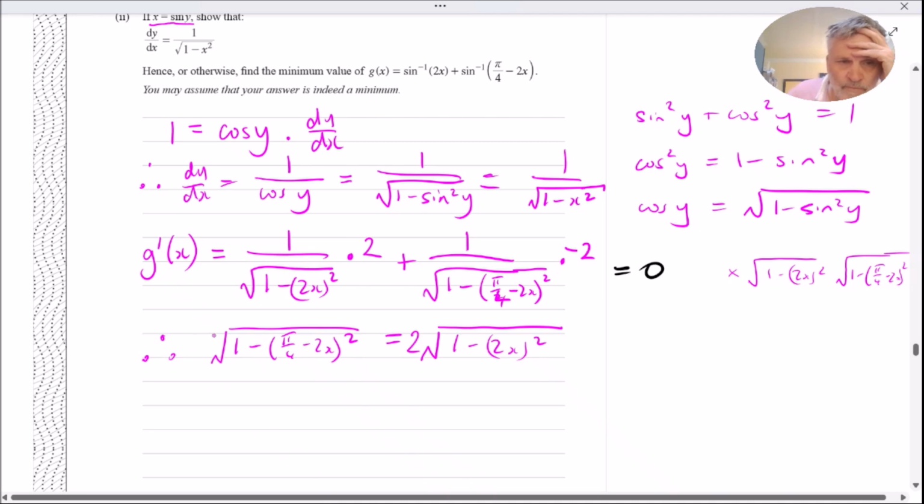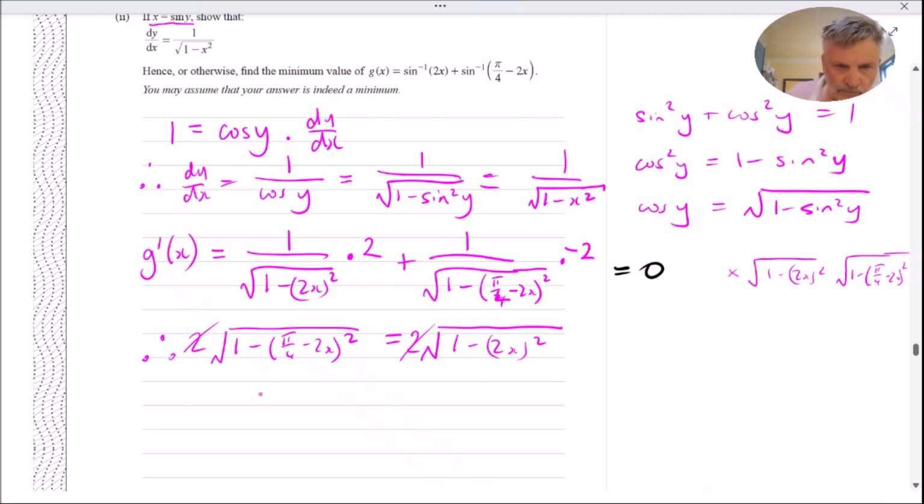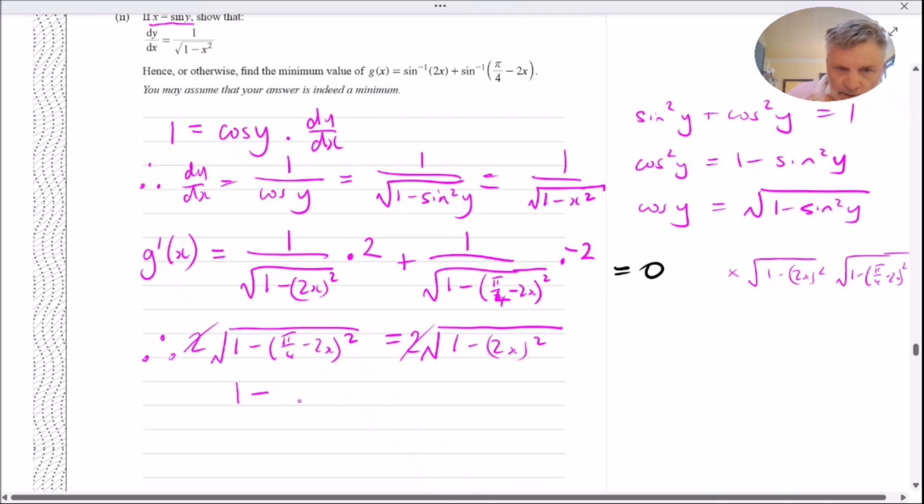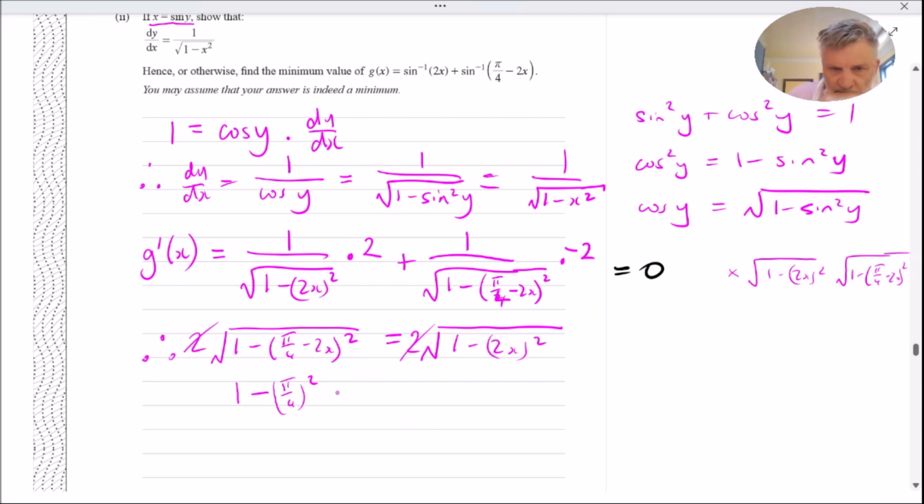Actually, both of these are going to have a 2 outside. We can cancel that too. Two square roots are the same only if the arguments inside are the same. Let's multiply this out. Pi over 4 squared minus pi over 2 times x. There's two of them.